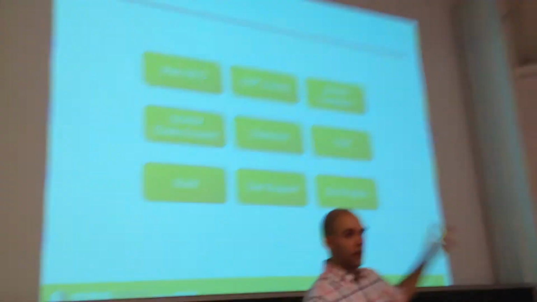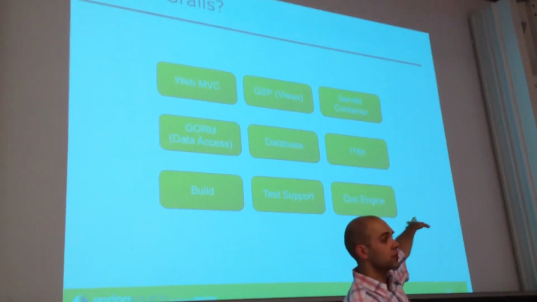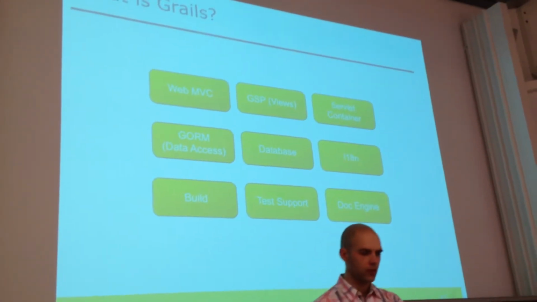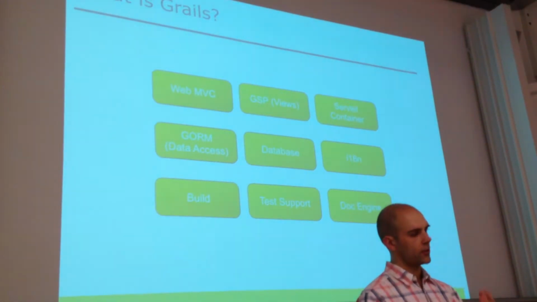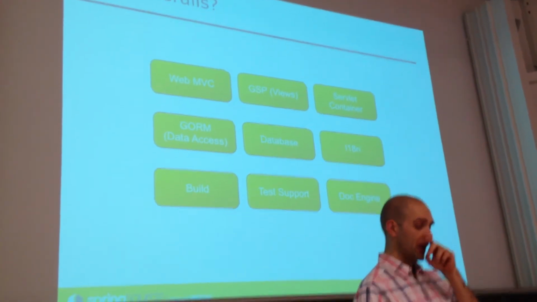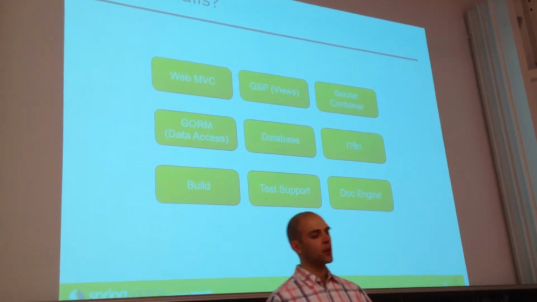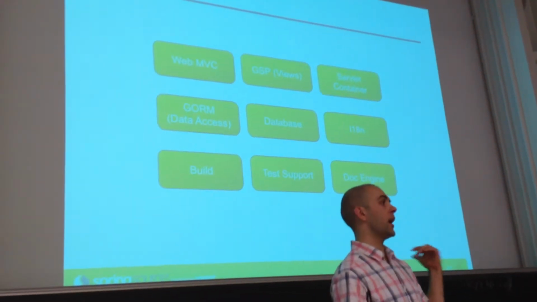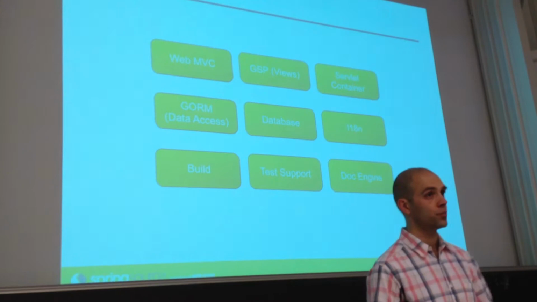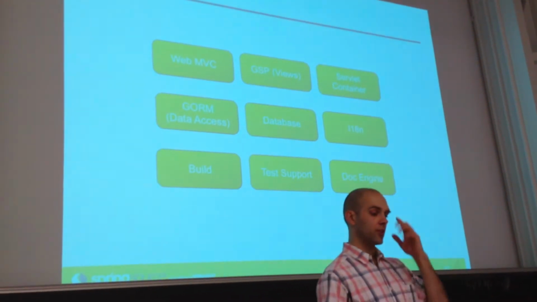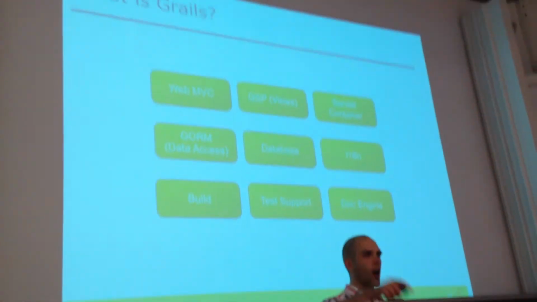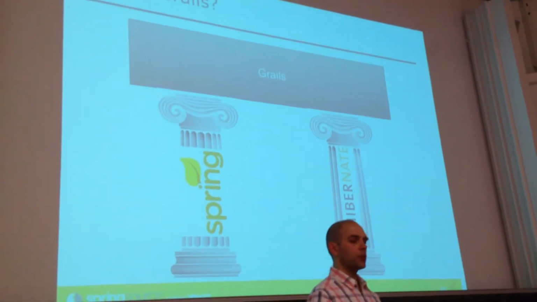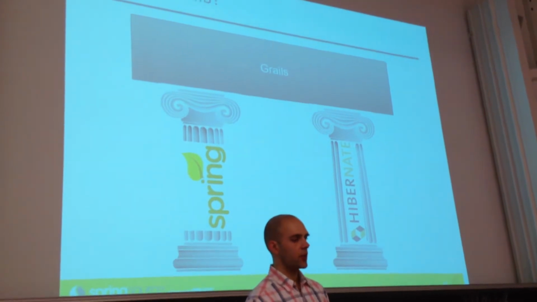So what do you get? You have the whole Web MVC framework, you have your GSP views, server container, GORM for doing your data access, that's to simplify Hibernate basically. You get an in-memory database, you get internationalization support, all of these things, even an engine for generating documentation for your project based on a wiki syntax. And all of that comes when you download and install Grails. It is built on top of Spring and Hibernate.